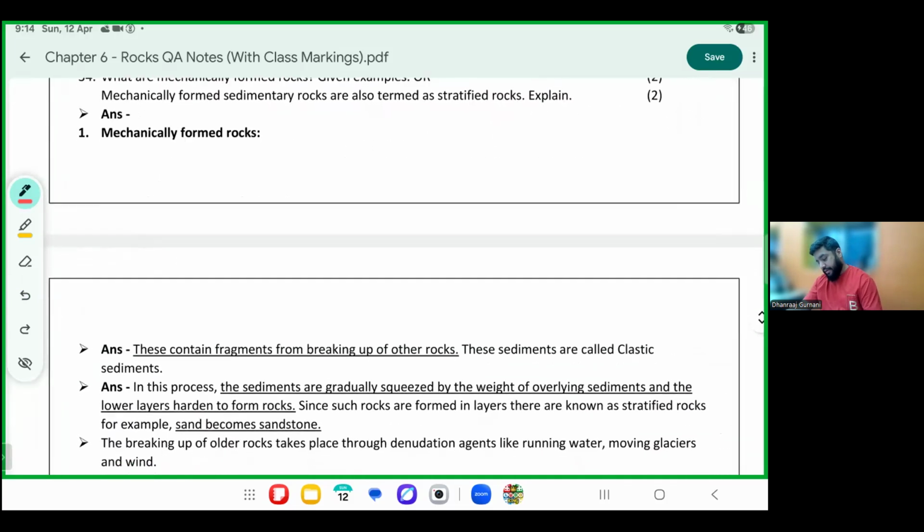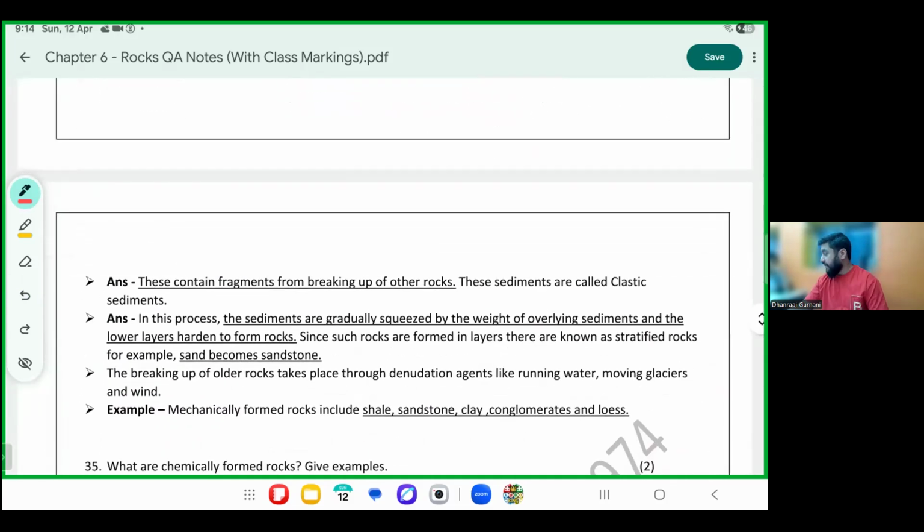Let's see mechanical. Do you know mechanical? We did last time. What was mechanical? External. Very good. Mechanical was external. So please write there mechanical equals external.